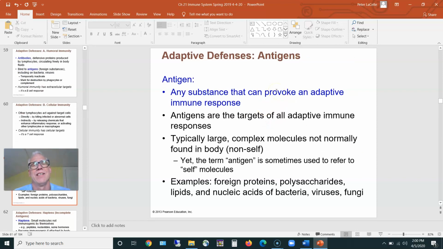So what exactly is an antigen? Well, an antigen is any chemical substance that can provoke an adaptive immune response. If you bring something into the body and the immune system reacts, that's an antigen.